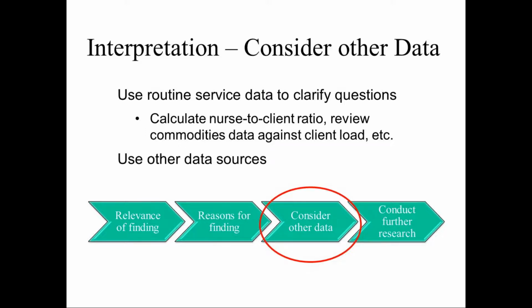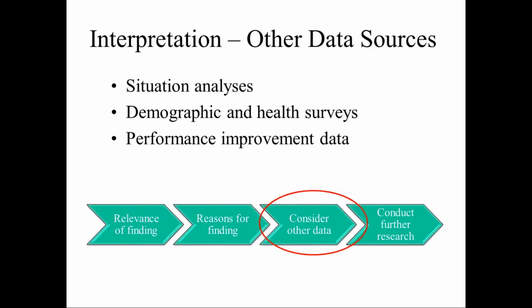Consider other data. Use routine service data to clarify questions. You can calculate nurse-to-client ratio, review commodities data against client load, or other things. Sometimes you have to use other data sources. Like, for example, when we look at fall rates in the hospital setting, we always benchmark it to NDNQI fall rate data nationwide. There's also situation analyses and demographic and health survey and performance improvement data that can be used from other units or practices or patients to compare to.